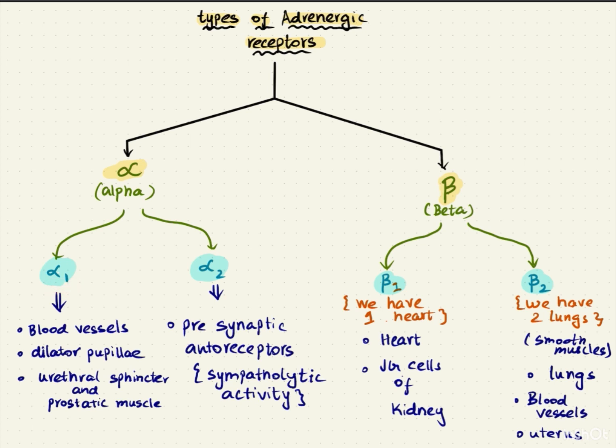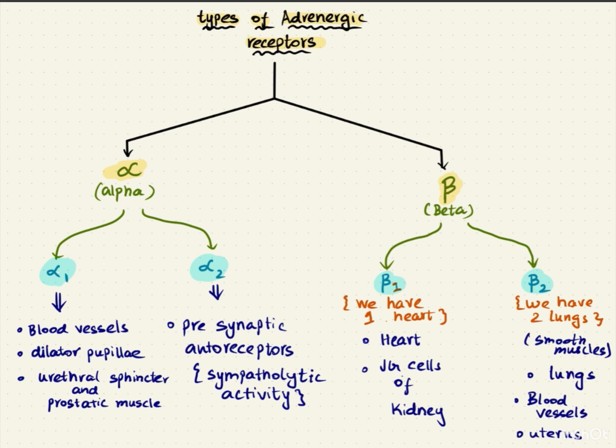Alpha 1 receptors are present in the blood vessels. They are present in the dilator pupillae muscle in the eye, and they are also present in the urethral sphincter and the prostatic muscles. Alpha 2 receptors are present in the presynaptic membrane. They are actually presynaptic autoreceptors. It's important to remember that stimulation of alpha 2 receptors produces a sympatholytic effect because they act as a negative feedback mechanism. We'll be looking at this in detail later.